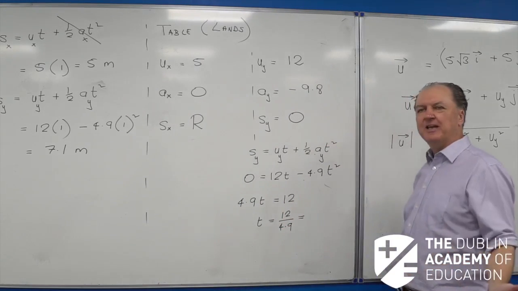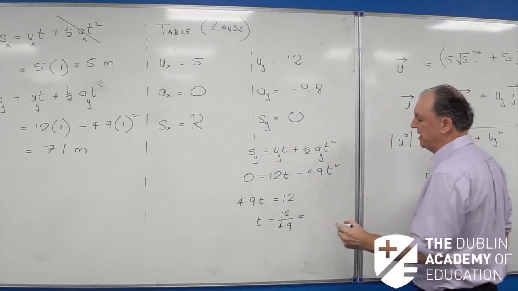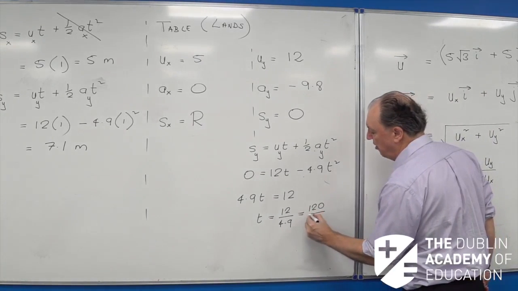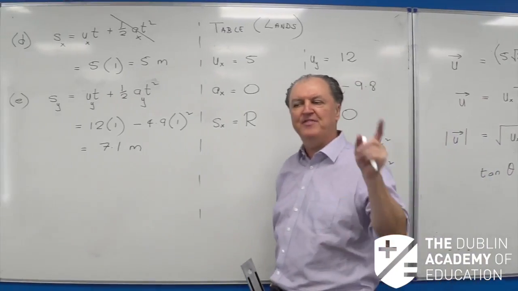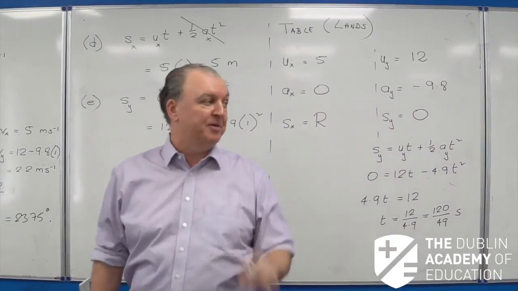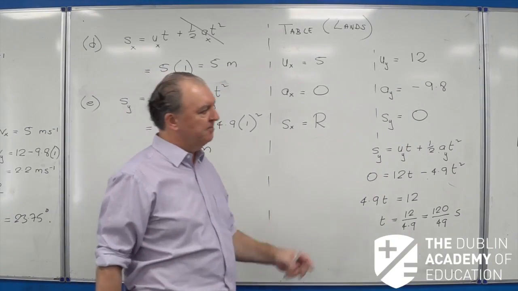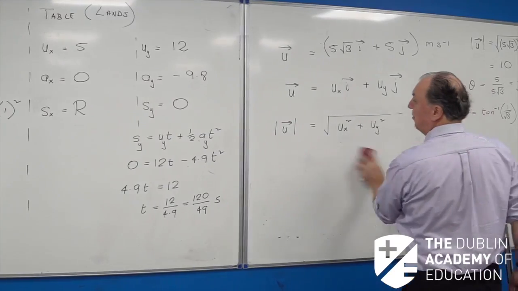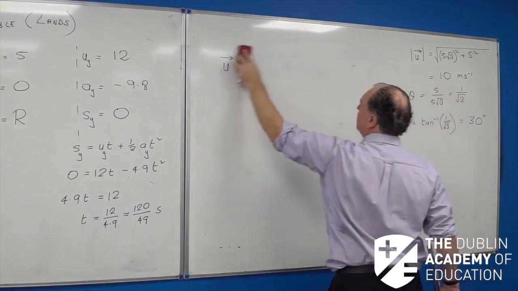Let me put that into my calculator. I'm actually going to leave it in fractional form for a particular reason. If I put that into my calculator, I get 120 over 49 seconds. You could work it out to one decimal place, but I'm leaving it like that for now, for a particular reason. So that's the time of flight. Now, moving on. The next part, we want to find the range.